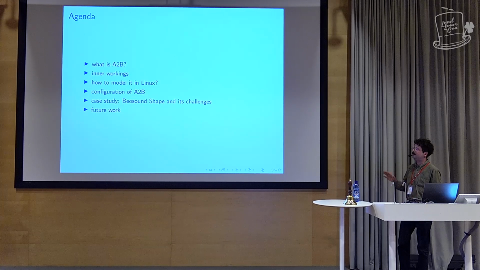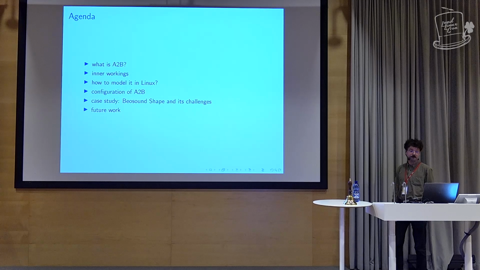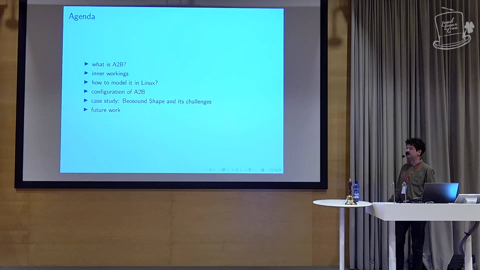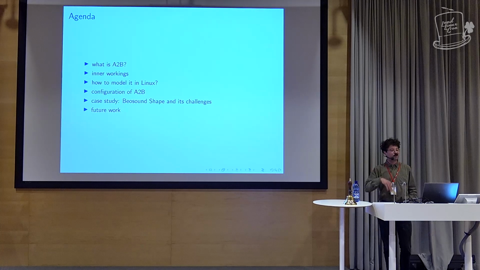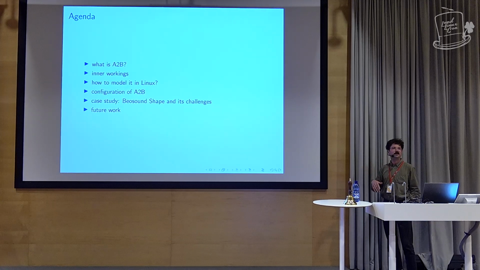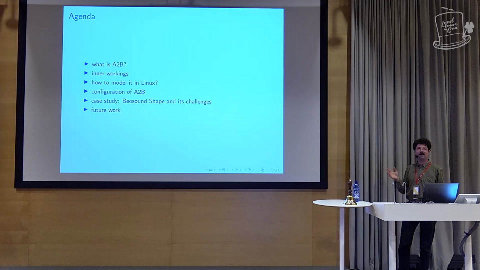I'll talk a little bit about how you configure this bus and what it's used for, and then we'll look at a case study, which is the first place where we used A2B in Linux, a product of ours called Beosound Shape, which I'll have a picture of soon. And some future work, challenges and open questions. So after this talk, maybe tomorrow, if you have any input on that, then I would love to talk to you.